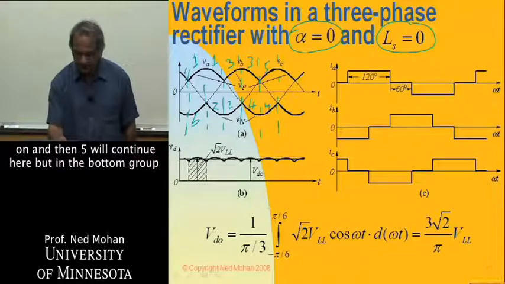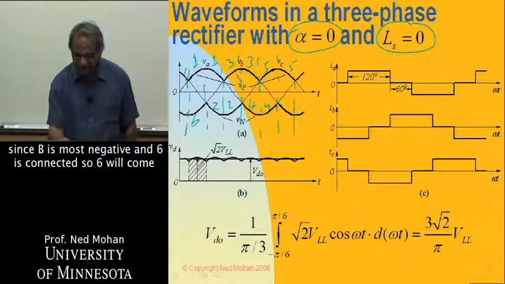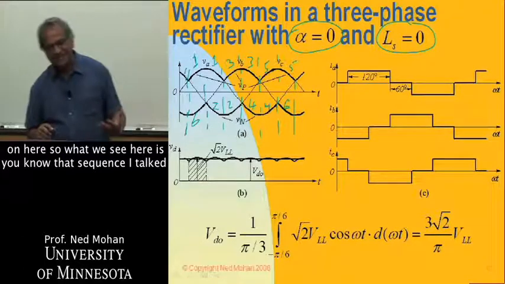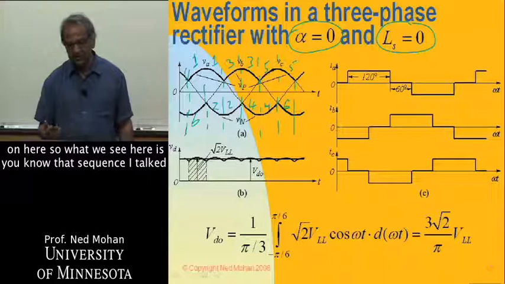And then 5 will continue here, but in the bottom group, since B is most negative and 6 is connected to it, 6 will come on here. So what we see here is that sequence I talked about.